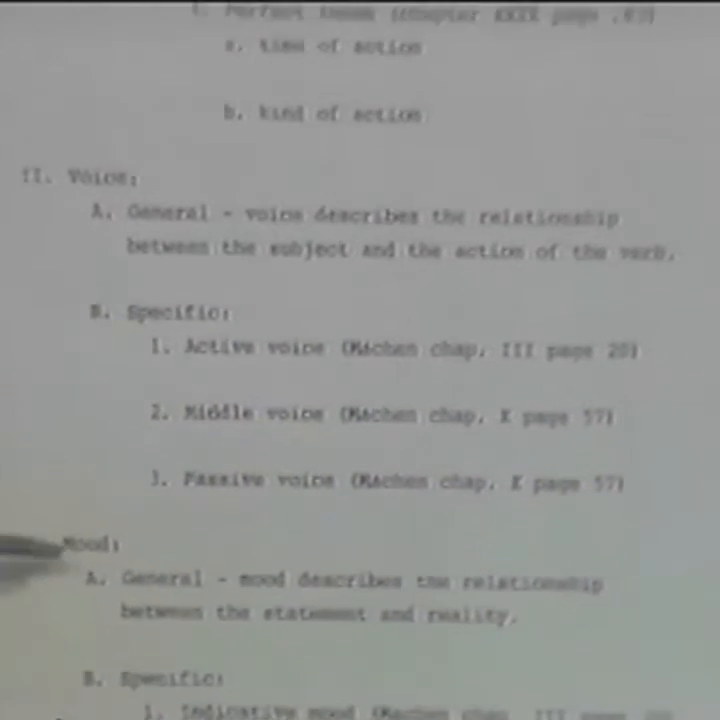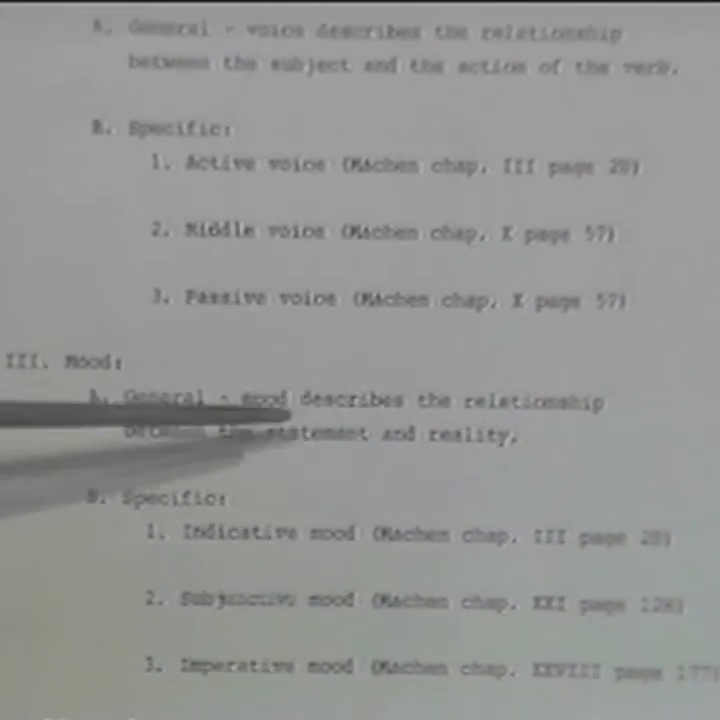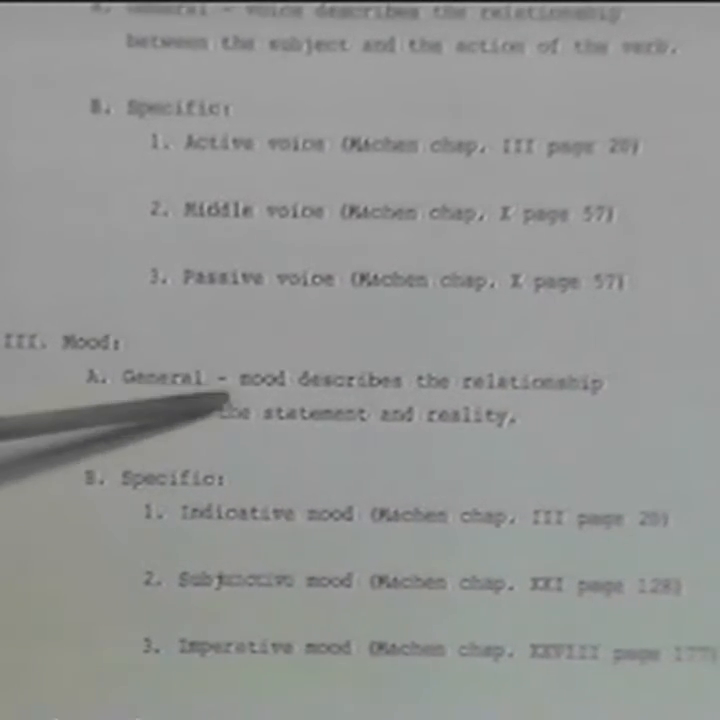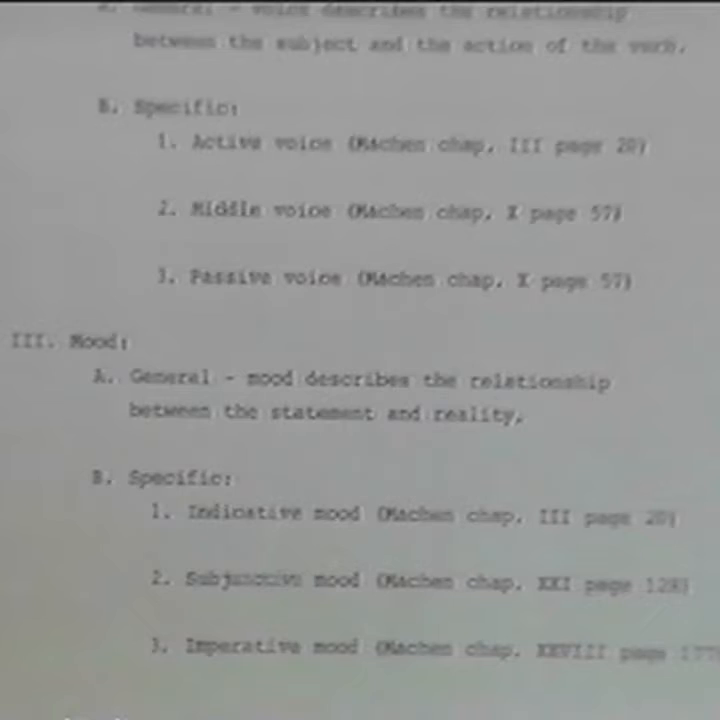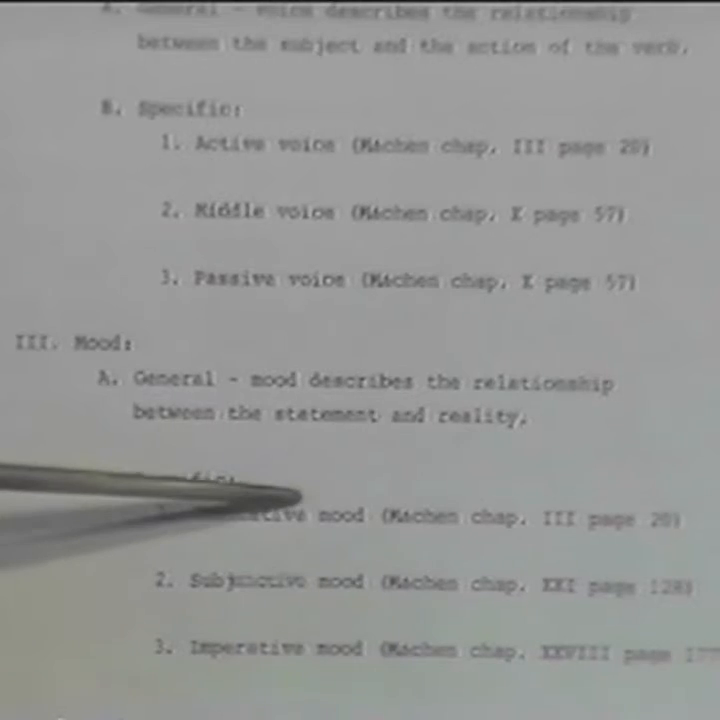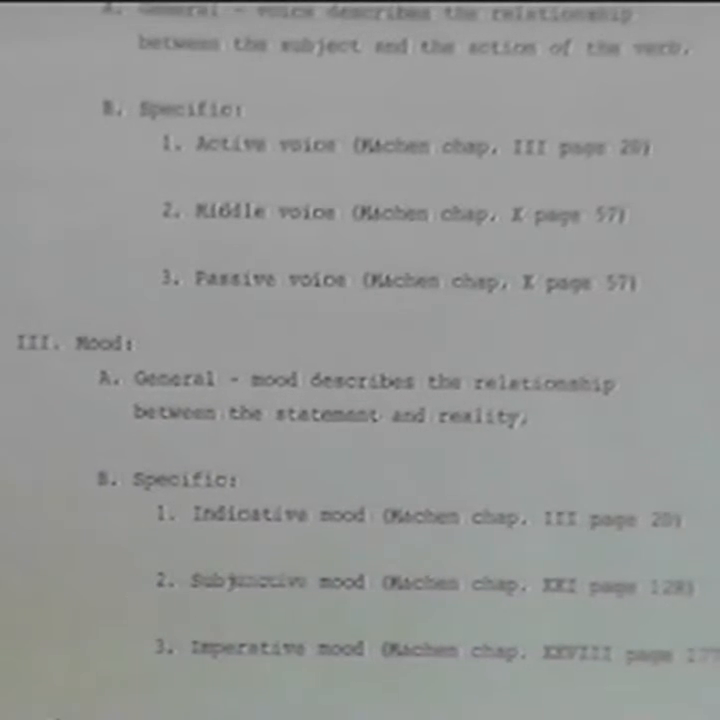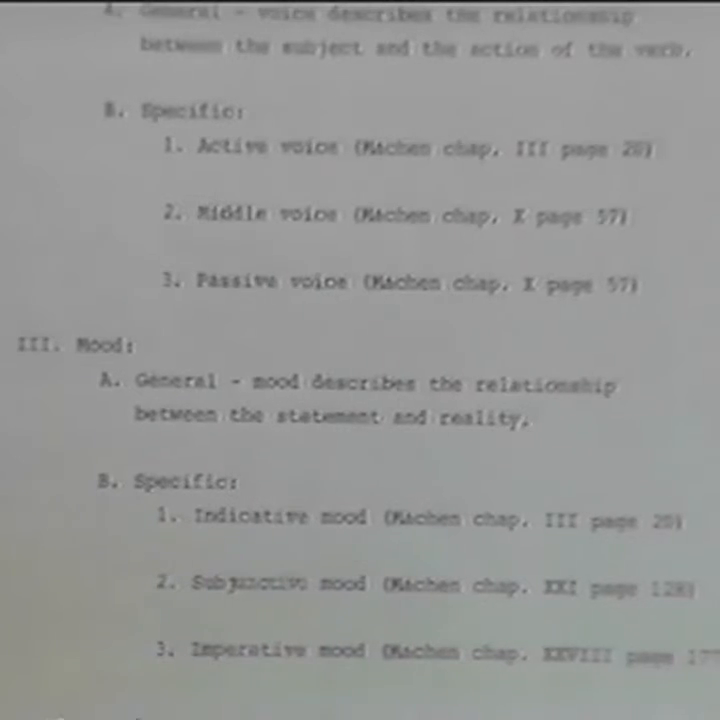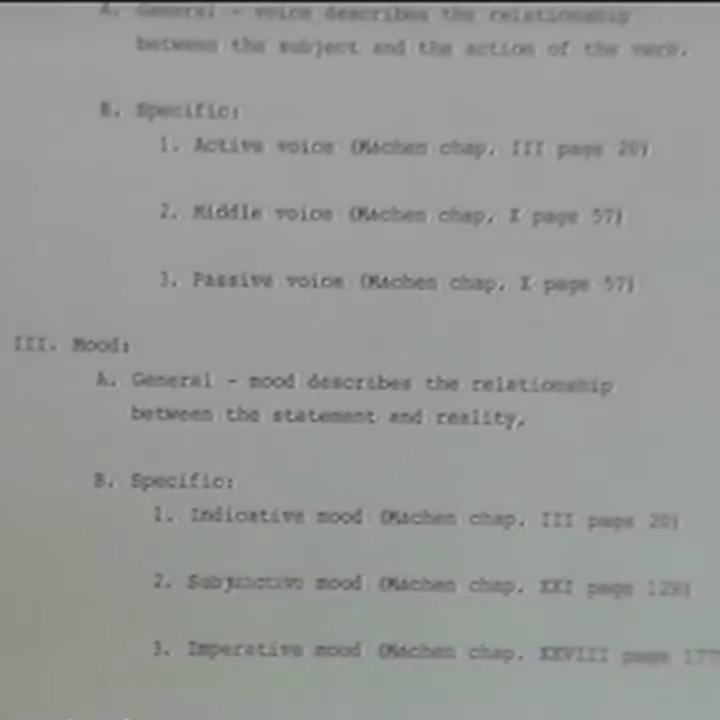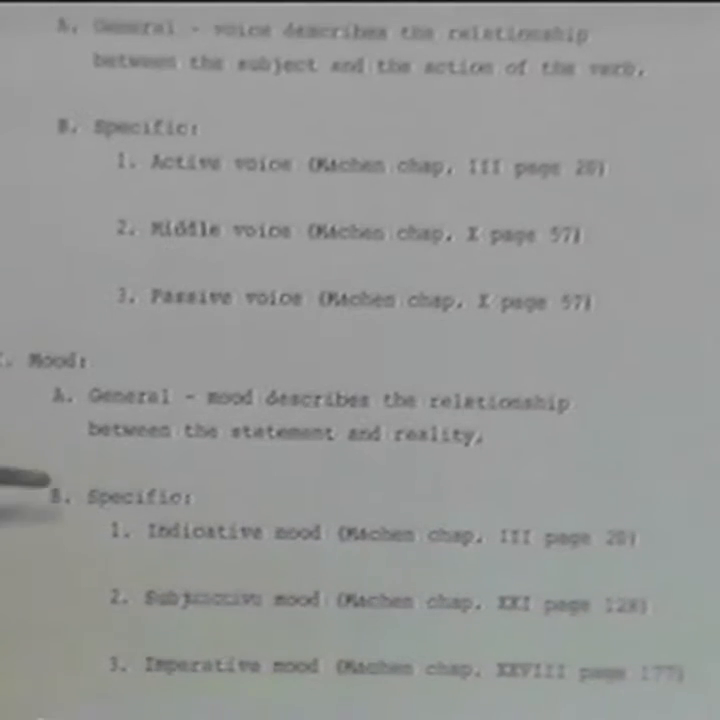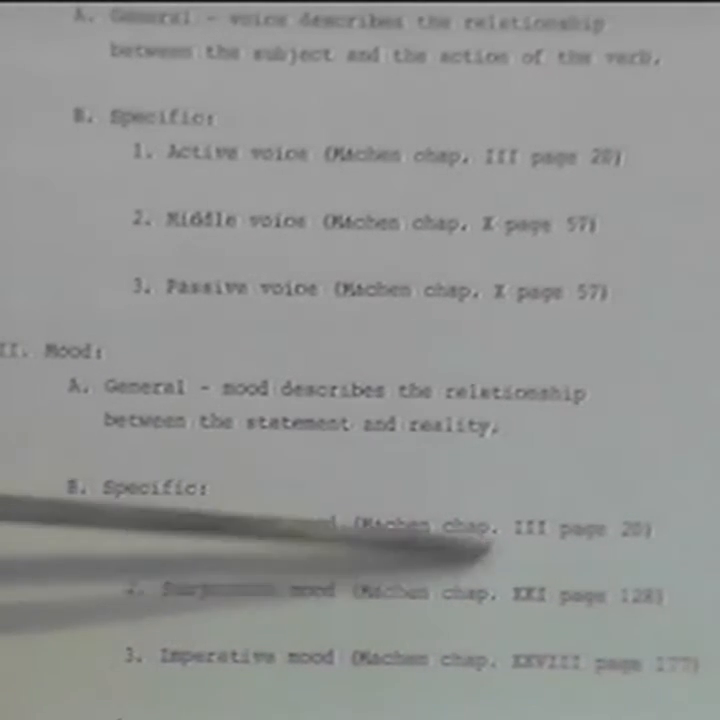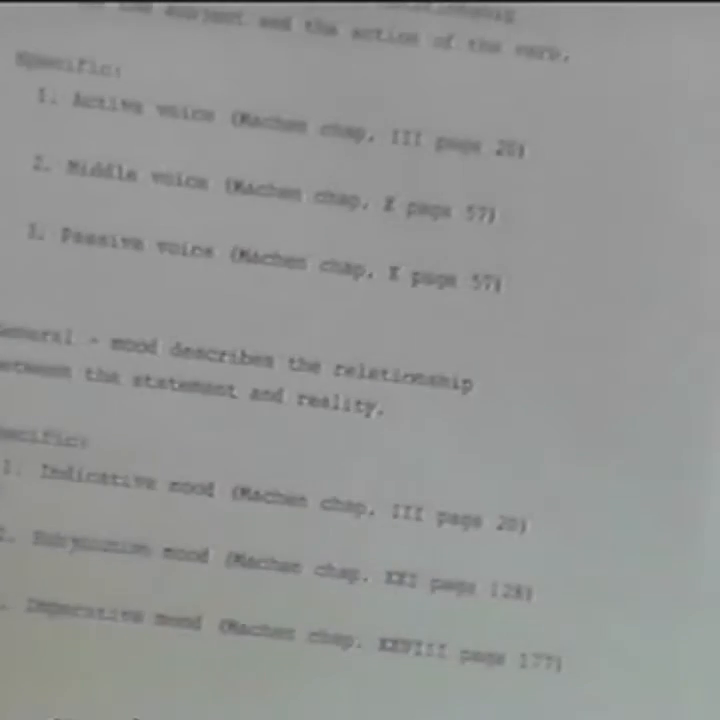Mood. Mood, in general, describes the relationship between the statement and reality. Is it real? Is it unreal? Is it fulfilled? Is it unfulfilled? Specifically, we're dealing with the indicative mood here. In the indicative mood, the statement is assumed to be true. The statement is assumed true in the indicative mood. And then we have person on the next page. Notice these other moods we'll be talking about in other chapters. We'll come back to those later.